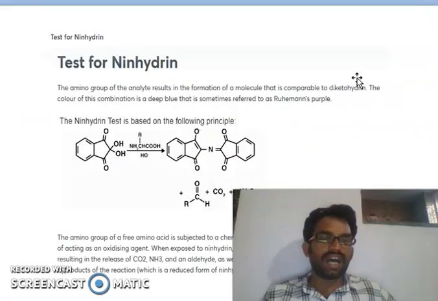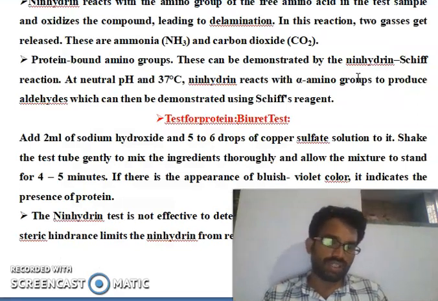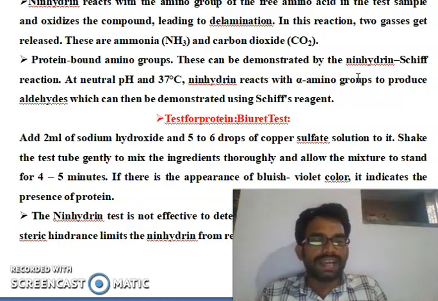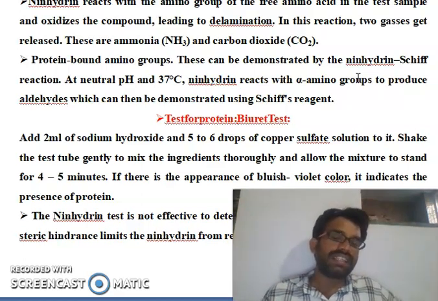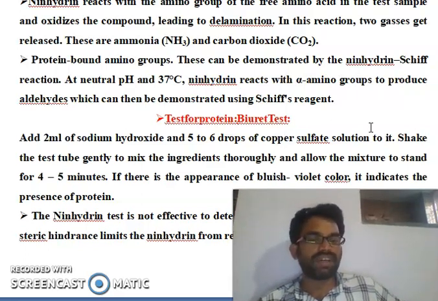Another test is how to test for protein. Suppose they give you a mixture of compounds, then how will you identify whether proteins are present or not in the given analyte? One of the tests is the Biuret test. The Biuret test is a confirmation of whether protein is present or absent.